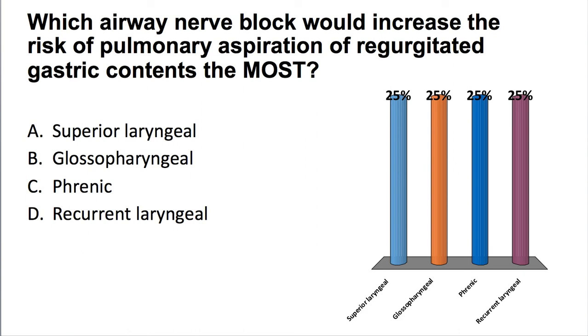A question for you now. Which airway nerve block would increase the risk of pulmonary aspiration of regurgitated gastric contents the most? So if you have regurgitated gastric contents in the back of your throat and you've numbed up the trachea by injecting local anesthetic transcricothyroid, it spreads up and down the trachea, and the distribution of the recurrent laryngeal nerve is numbed up. You can imagine how acid fluid from your stomach could go down all the way and way out into the lung without you even coughing. So think twice about anesthetizing the recurrent laryngeal nerve in a patient who has a full stomach, for example.